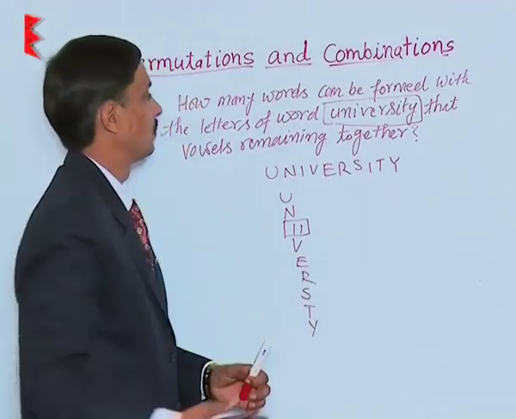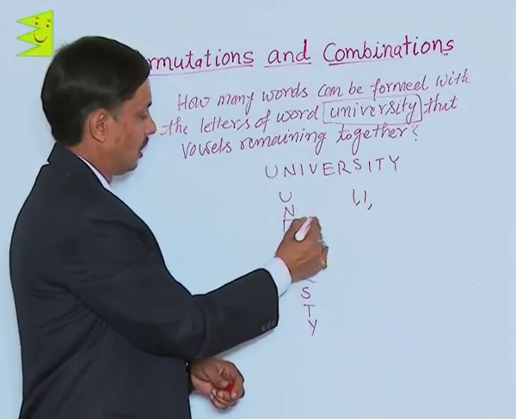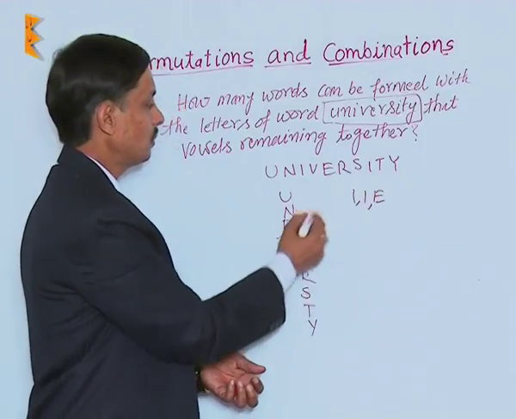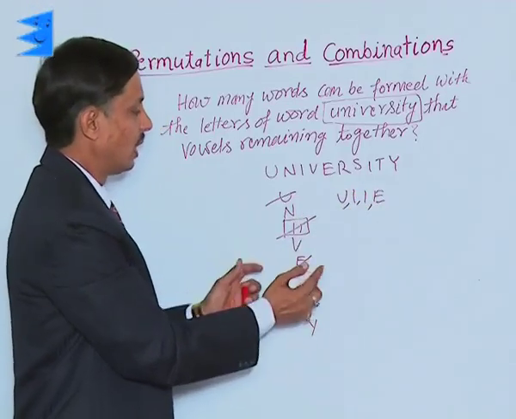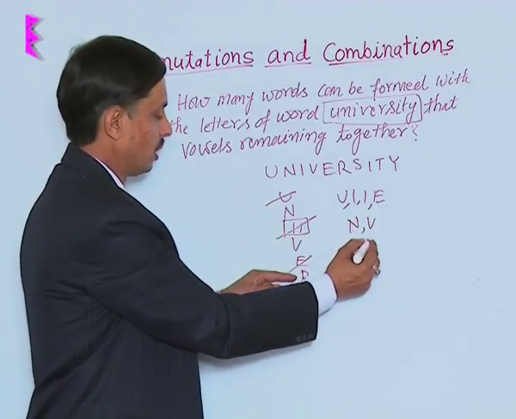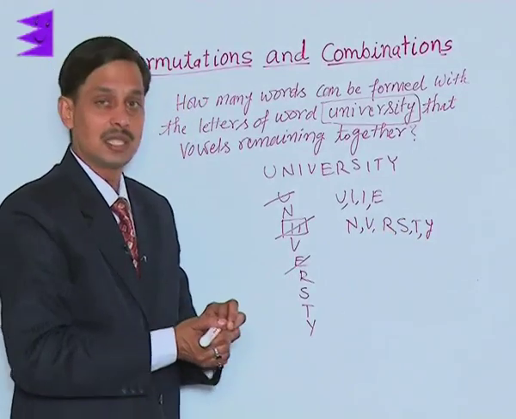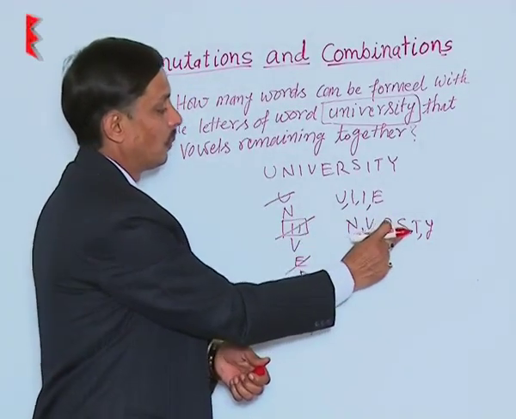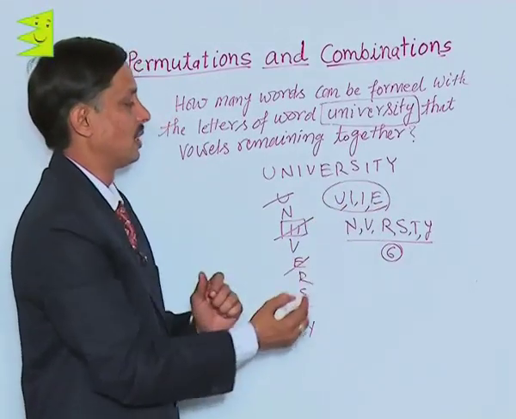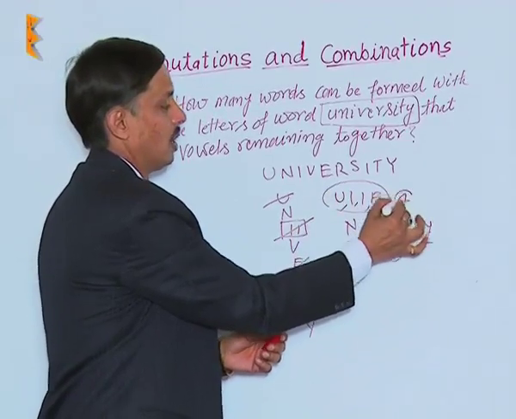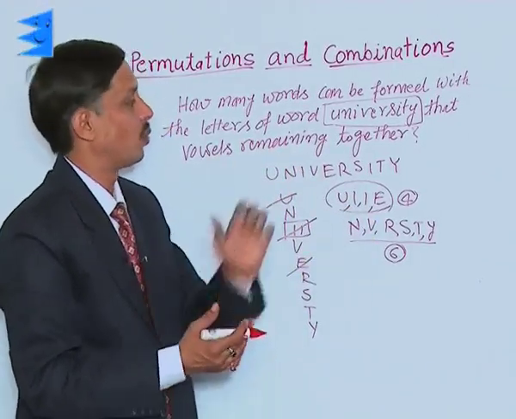So here the condition is that all the vowels remain together. So if I take the vowels, I two times, then E, and firstly U, this becomes 1, 2, 3, 4. And finally, how many consonants are left? N, V, then R, then S, then T, and then Y. So we have 1, 2, 3, 4, 5, 6, these 6 different consonants. And we have 4 vowels, but out of these 4, 2 are repeated.